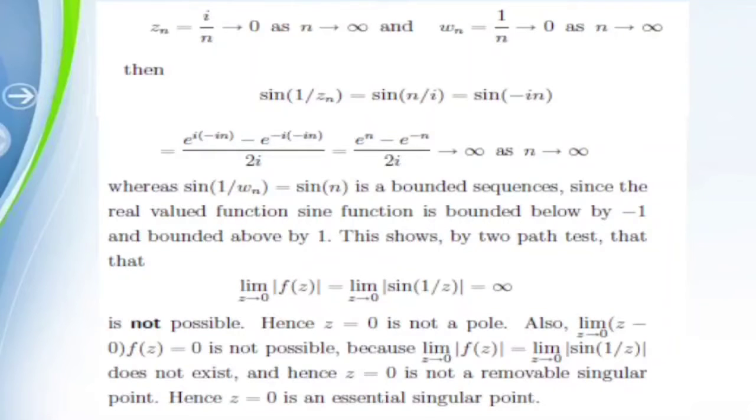And again, we can use the other test, limit z tends to 0 of z minus a into f of z. If z minus a into f of z is 0, we can say that it is a removable singularity. But here, limit z tends to 0 of z minus a into f of z does not exist. So, z equal to 0 is not a removable singularity also. Therefore, z equal to 0 is an essential singular point.